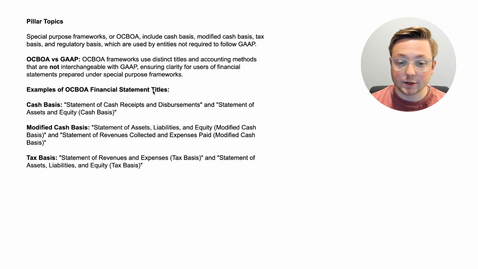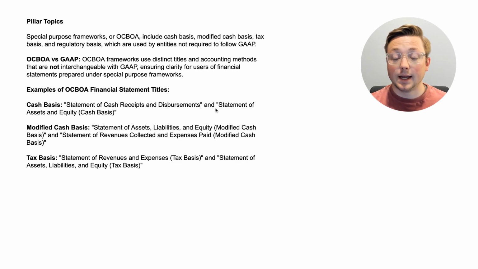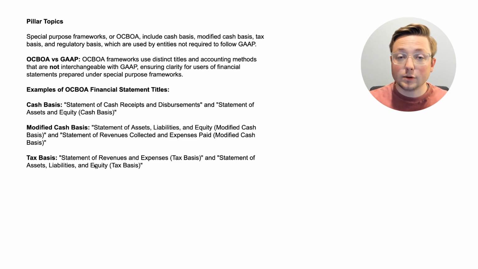Examples of the OCBOA financial statement titles: you may not have to know these super deeply, but it's good to have an idea of what they look like. Cash basis, it could be something like statement of cash receipts and disbursements and statement of assets and equity. Modified cash basis, statement of assets, liabilities, and equity, and statement of revenues collected and expenses paid. Again, they're pretty much giving you the same idea, just they have to say it differently. And finally, tax basis, statement of revenues and expenses, and statement of assets, liabilities, and equity. A lot of times they'll be similar between the different special purpose frameworks, but they can't use the same titles as normal GAAP accounting financial statements.